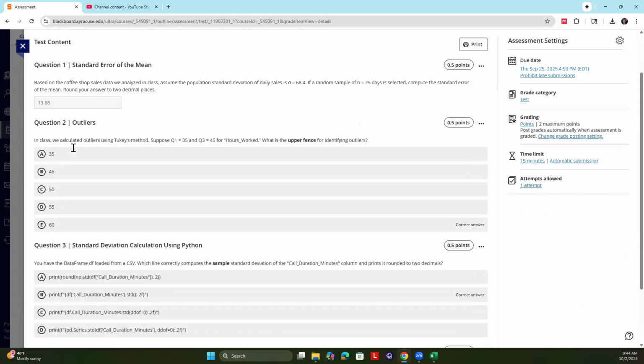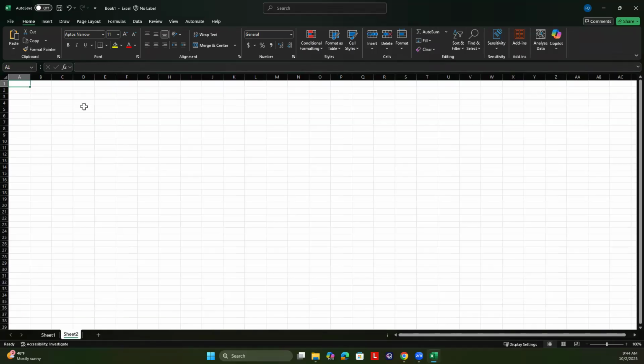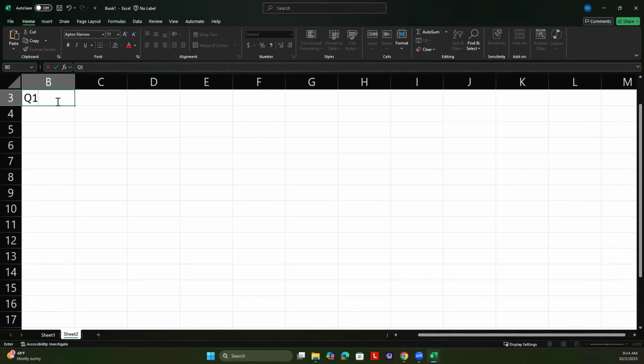Question number 2. In class, we calculate outliers using Tukey's method. Suppose quartile 1 is 35 and quartile number 3 is 45. What's the upper fence? So let's create a new tab. Quartile number 1, quartile number 3.